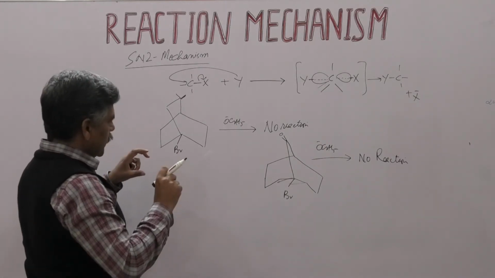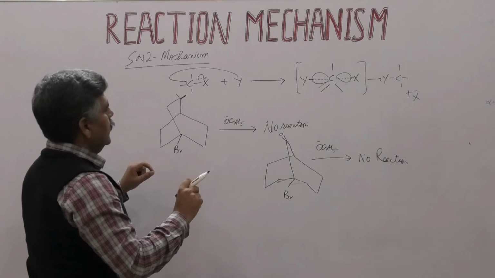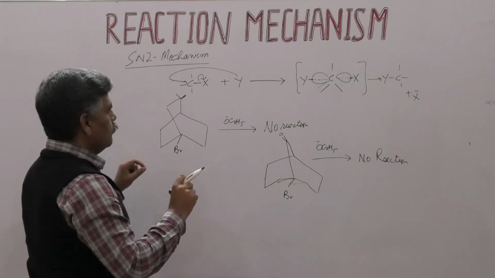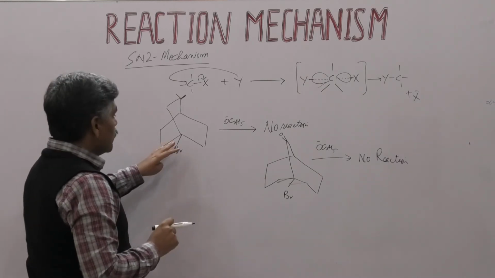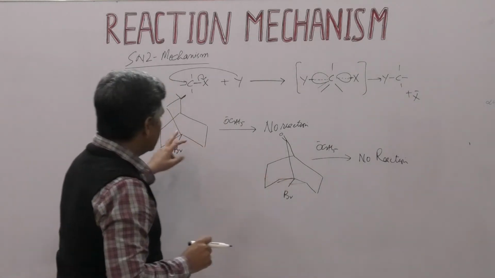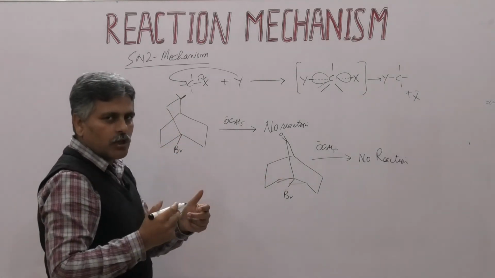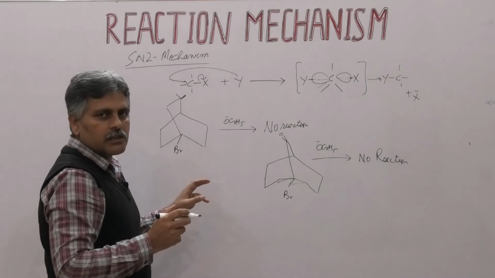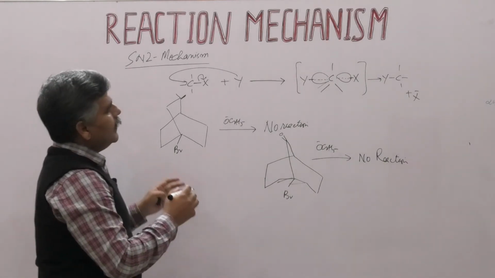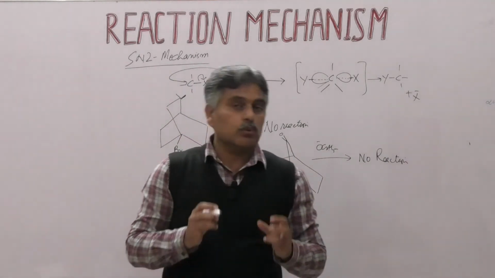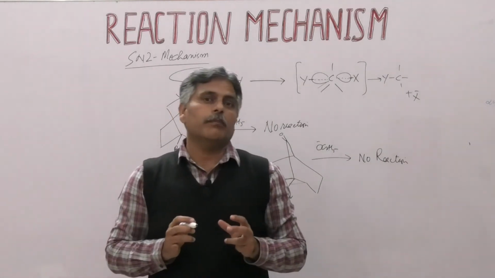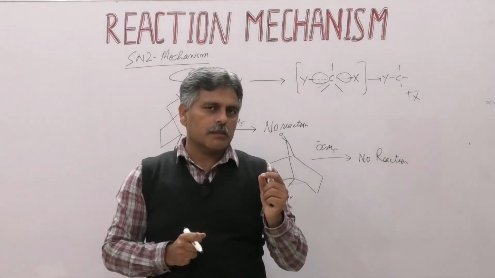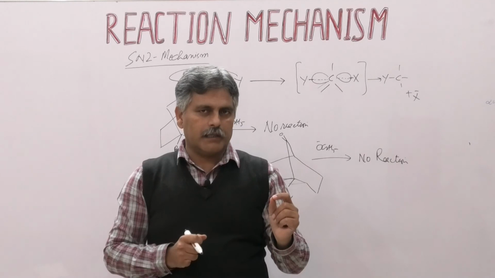So the third evidence by which we can prove the Sn2 mechanism is that those substrates in which the leaving groups are present at a bridgehead system, and where backside attack is not possible, never give nucleophilic substitution reaction. So these are the evidences due to which we prove the Sn2 mechanism. This is all about the substitution nucleophilic bimolecular mechanism.